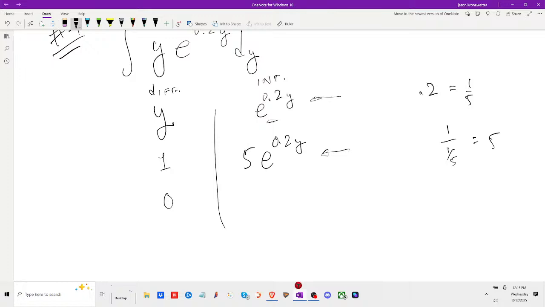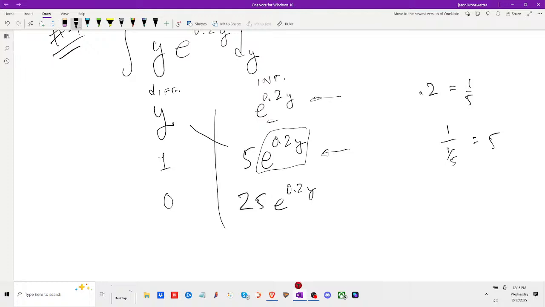Now I'm going to do this again. The antiderivative of this guy is going to be 25e to the 0.2y, and that's for the same reason. If I just integrate this part, I get 5e to the 0.2y again, and then I multiply by the 5. So that's how I get 25.